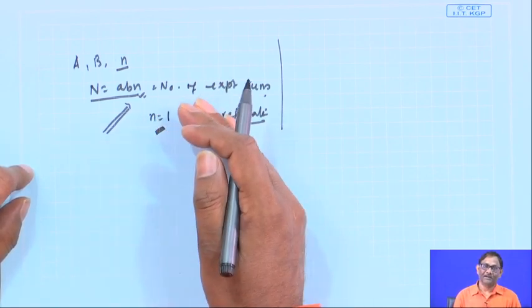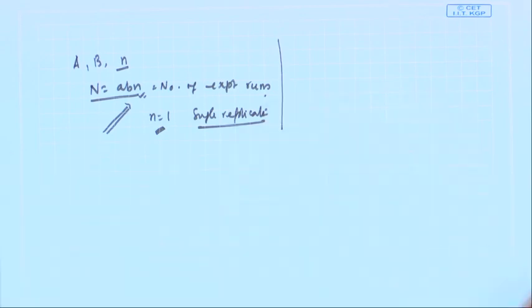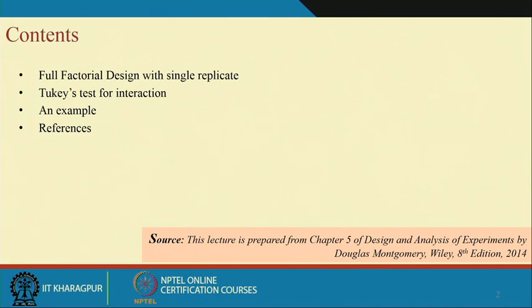So what will happen under such a situation, and what kind of statistical analysis is possible, that is what will be discussed in this lecture. Full factorial design with single replicate, then we will show you a special test known as Tukey test for interactions. This is very important. Then I will show you one example, and explain how you will analyze the full factorial experimental data with single replication.